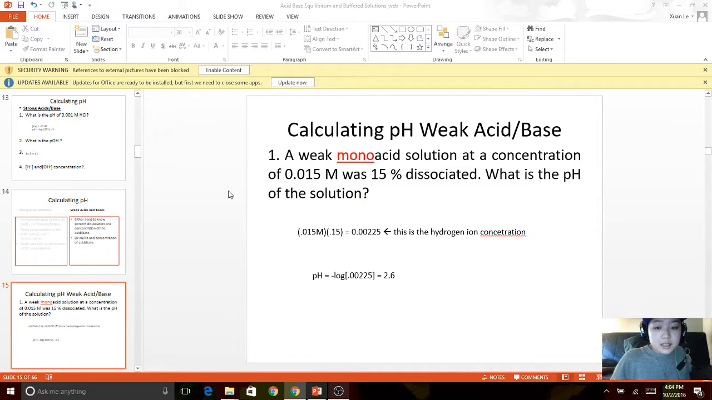So here in this example, we have a weak acid, and remember that weak acids aren't going to completely dissociate, and so we can't just take the negative log of the 0.015 concentration. We're going to need to know the percent of hydrogen ions that are going to be dissociated in the solution. So we're going to multiply this value and this value together. That's going to give us 0.00225, and this is going to be the hydrogen ion concentration seen in this solution once the weak acid dissociates. Taking the negative log of this number, we're going to get 2.6.